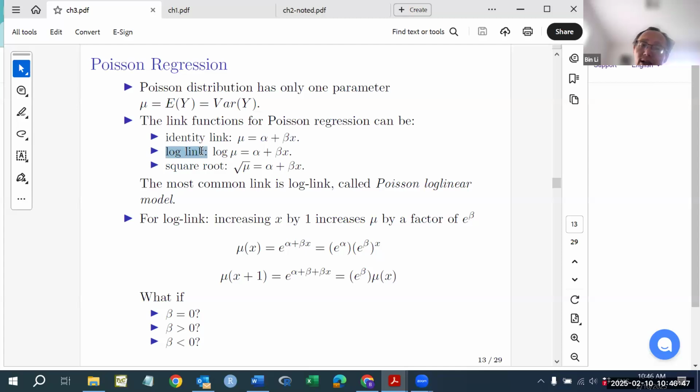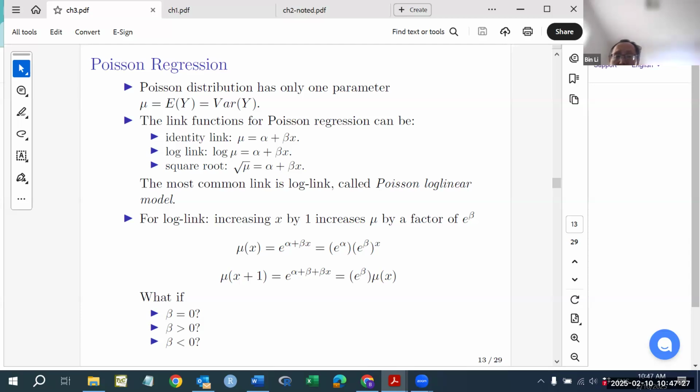And the second one is the log link. The log link is the most commonly used, and that is also the canonical link for the Poisson models. The log link models log mu using a linear function of x. We will compare these in a minute. There are some other choices, like the square root link function, which models the square root of mu using a linear function of x. But the most commonly used one is the log link, and that's also called the Poisson log linear model.